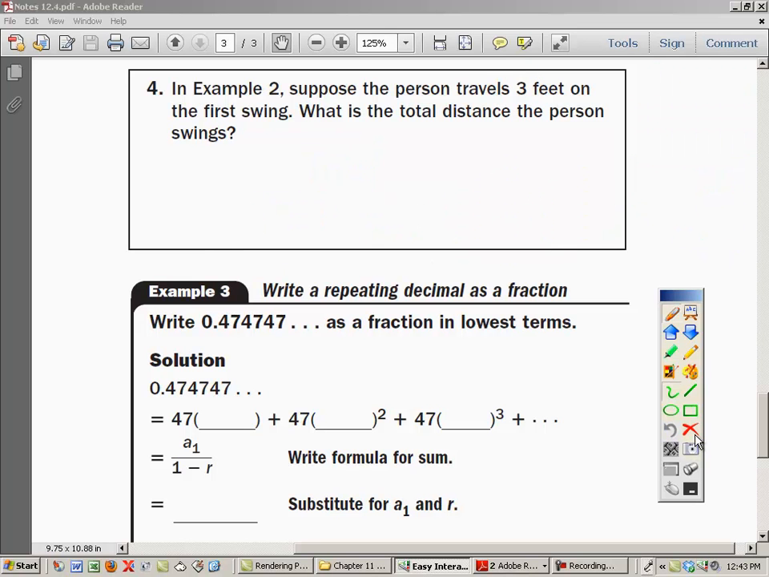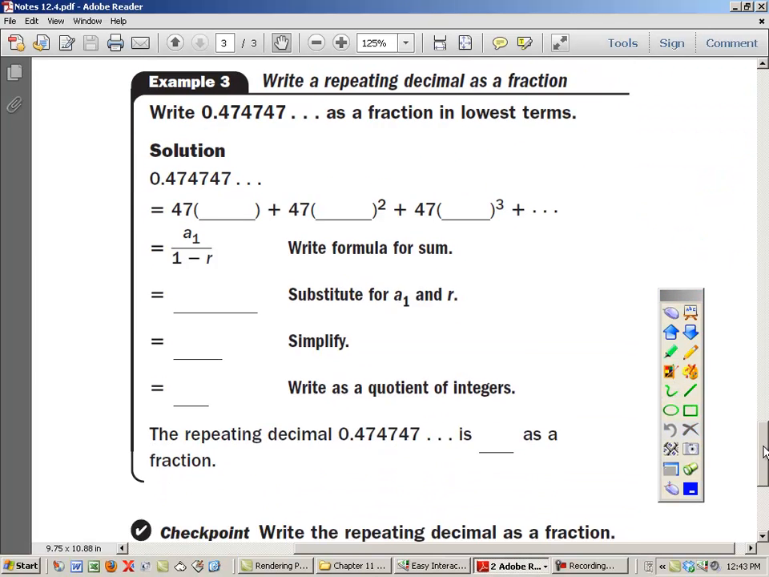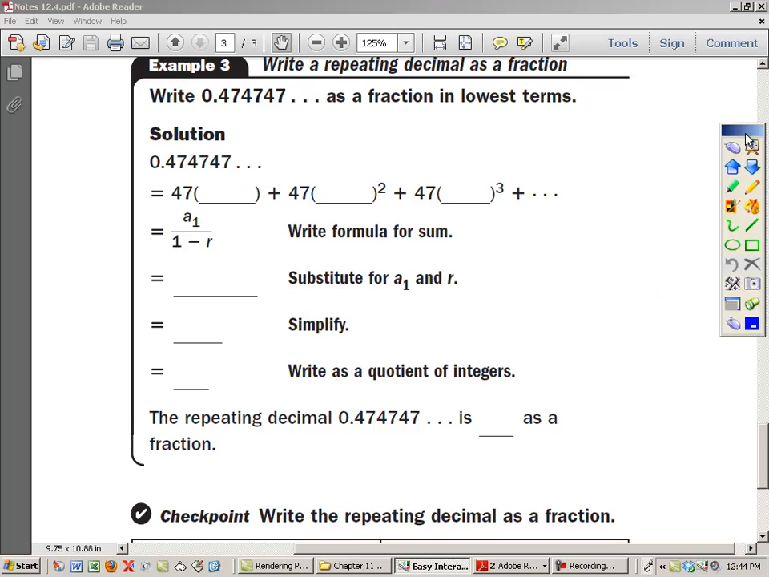Now, this is a really cool application of this. You may or may not be excited about this, but this is a really cool application of how you can use that to write a repeating decimal as a fraction. All right? So I want to write 0.474747, et cetera, as a repeating fraction. Right now it's a repeating decimal. I want to write it as a fraction in lowest terms.